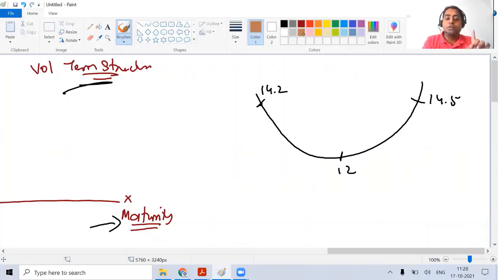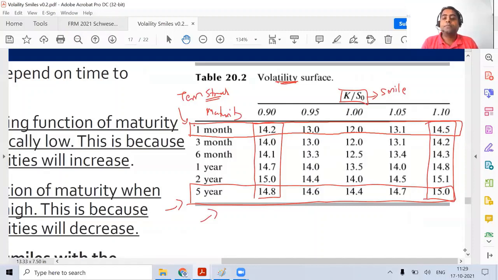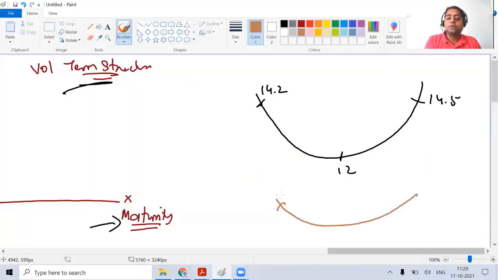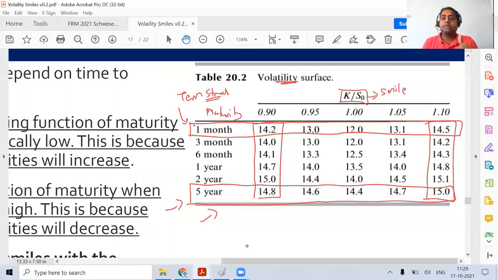Perfect. But if you check the fifth year part, it starts at 14.8, goes till 14.4 and then 15. So can we see that the smile is not very perfect? It will be like this: 14.8, 14.4 and 15. That is what I was explaining in the first part. And if you go back and cross-check that line, it talks about the same thing, that the volatility smile is more pronounced. When it is saying more pronounced, you can explicitly see that smile for a short maturity option as compared to a long maturity option. Right?